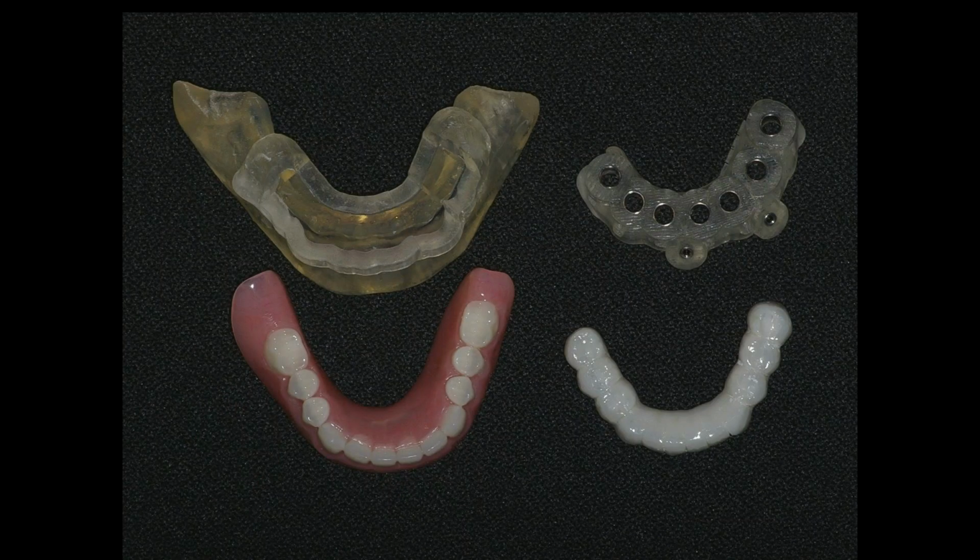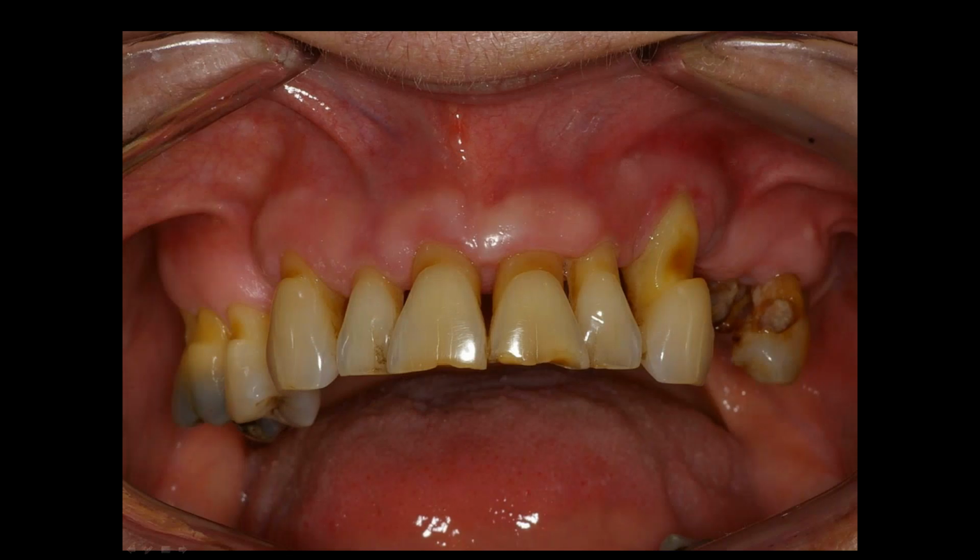In the lower arch, we can see that a lot of reduction was necessary. So we have our bone reduction guide from 3DDX, as well as our surgical implant guide. We have our immediate denture, and we have our immediate fixed provisional. So the day of surgery, we have everything ready.